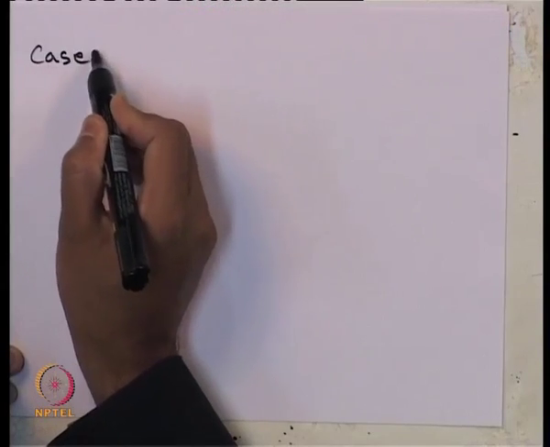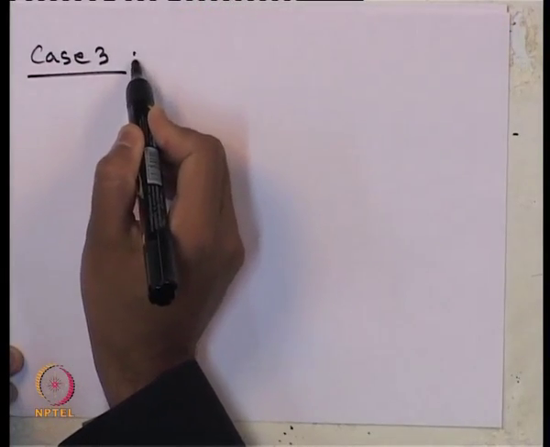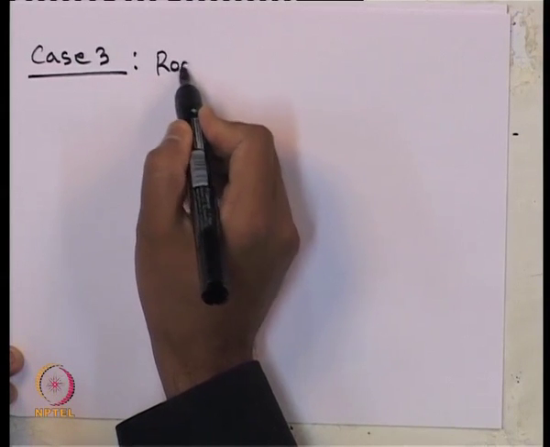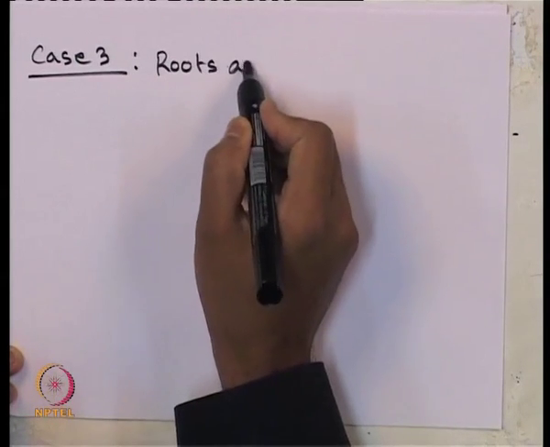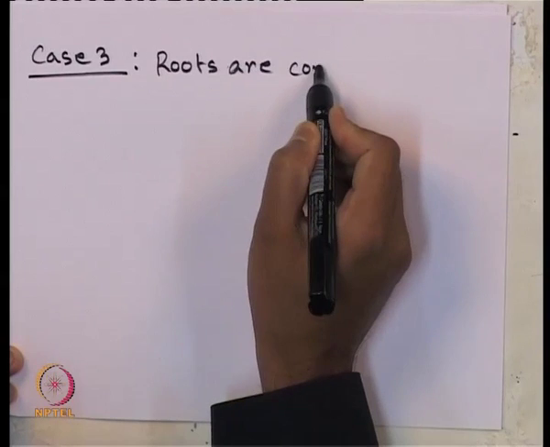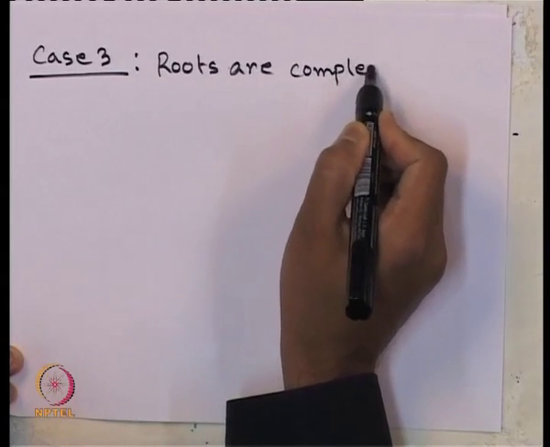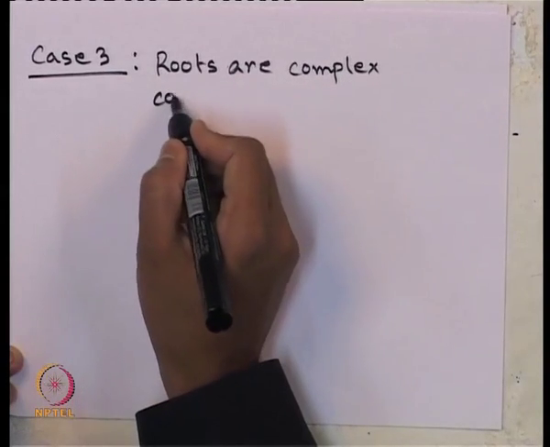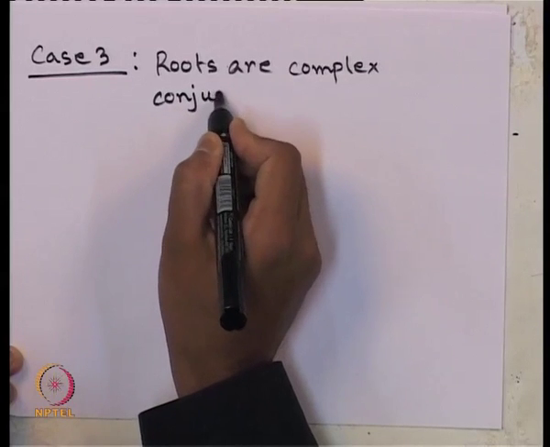Now, let us move to the last case, that is case 3, when roots are complex conjugate. For roots to be complex conjugate, we have seen roots are complex conjugates.